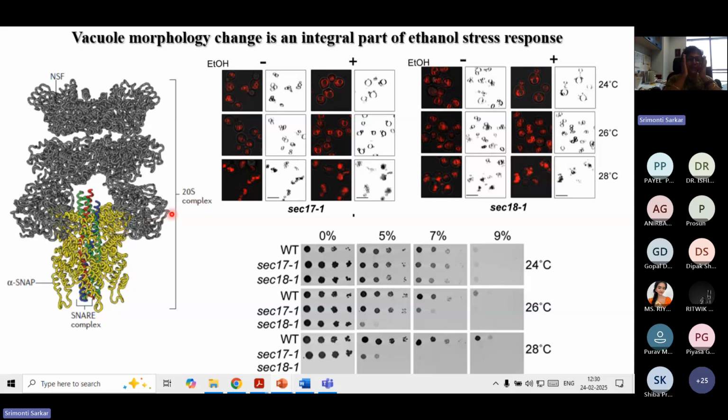So I'm going to very quickly say that we have yeast mutants that cannot fuse their vacuoles. So you can see over here that under certain conditions the vacuoles fuse, but these mutants are temperature sensitive, meaning that at higher temperatures they cannot fuse their vacuoles. And when we have these mutants which cannot fuse their vacuoles and make the vacuole a large single compartment, those cells are more sensitive to ethanol. So this tells us that for yeast cells to survive well in the presence of ethanol, they need to fuse their vacuoles together and make one large vacuole.